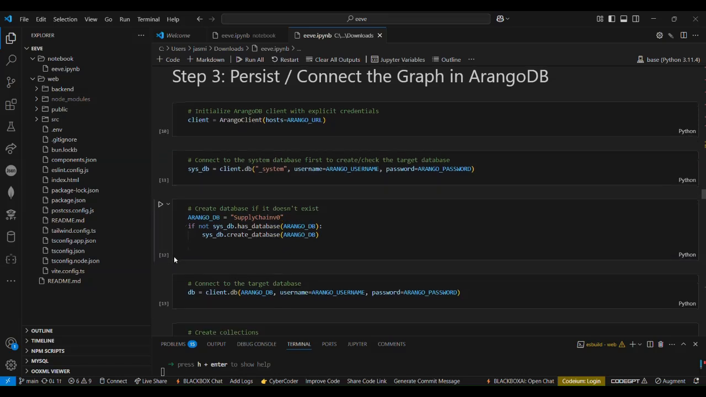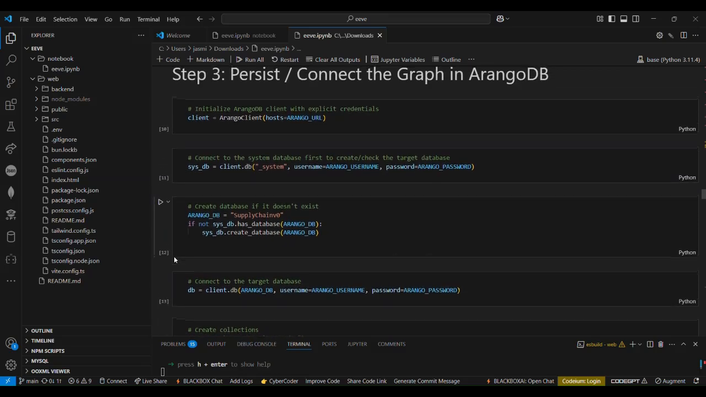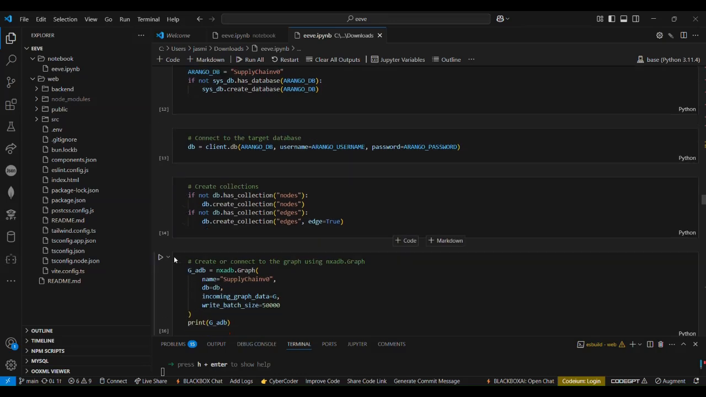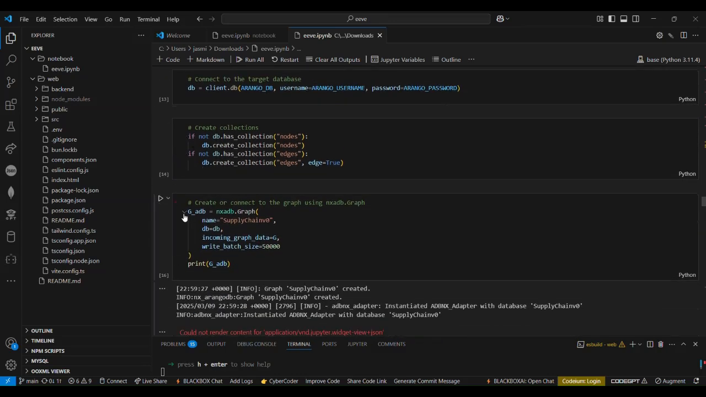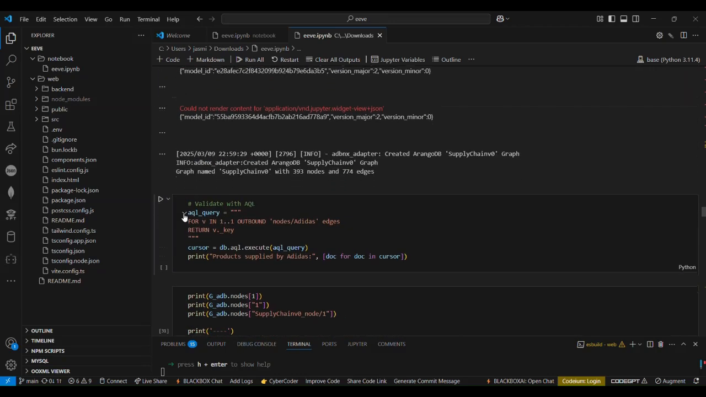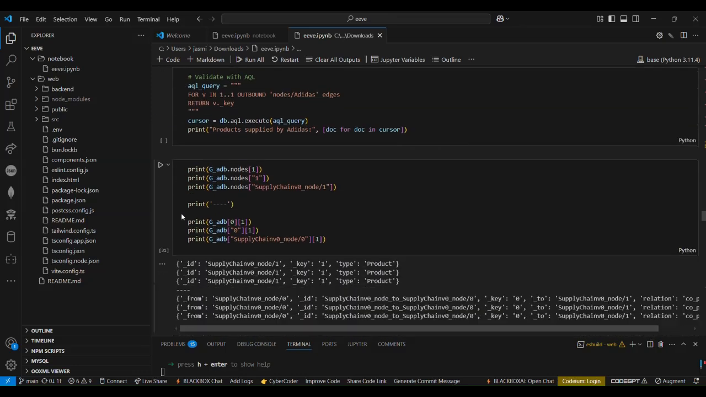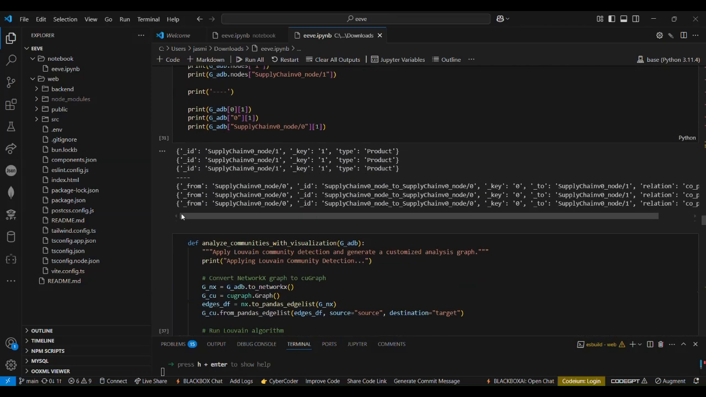And now we persist the graph data which is loaded into NetworkX into the Arango database. What the Arango database does is it authorizes the user and loads the data, and with that we can query on all the nodes. I've named it supply chain VO. And these are the details of the data and how it is mapped.